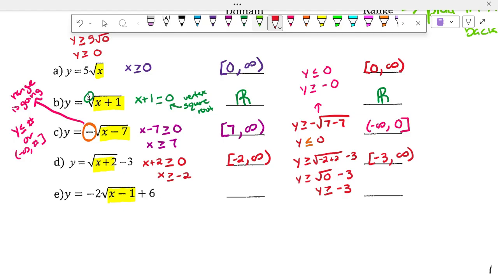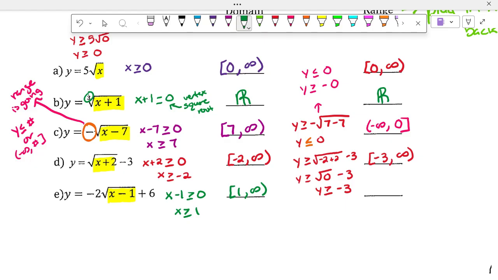All right. Let's go, Audrey. Domain for the last one. Right, so x minus 1 is greater than or equal to 0. Solve it. X is greater than or equal to 1. How do you write that in interval notation? Yeah, bracket 1 infinity. I don't know why I wrote -1. There we go.